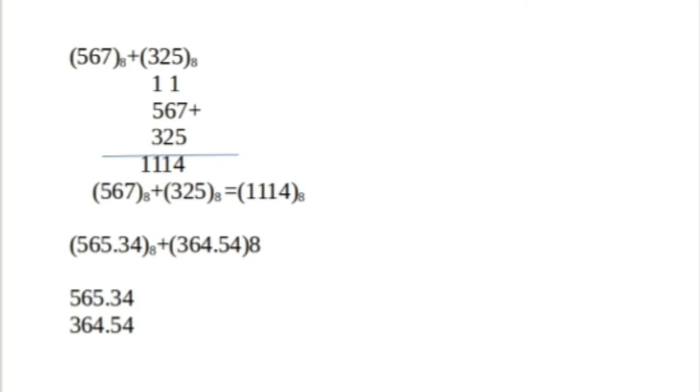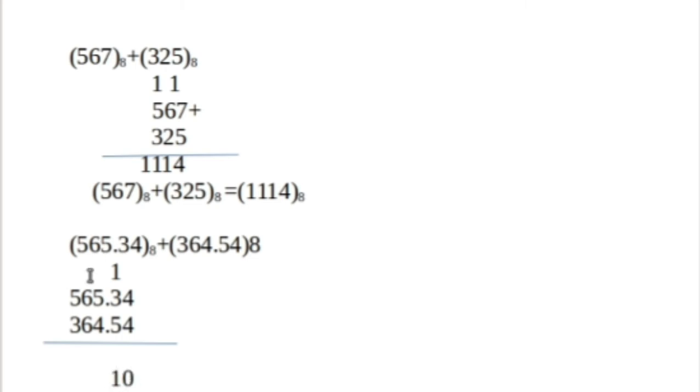First 4 and 4 are added together. You will get 8. 8 minus 8 is 0. That means it is equal to 10 in octal. So 0 goes here and 1 goes to the next higher digit. Okay, then next 5 plus 3, 8, 8 plus 1, 9, 9 minus 8 is equal to 1, that is, the octal equivalent of 9 is 11.